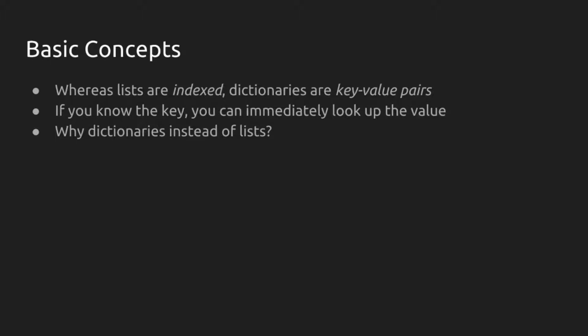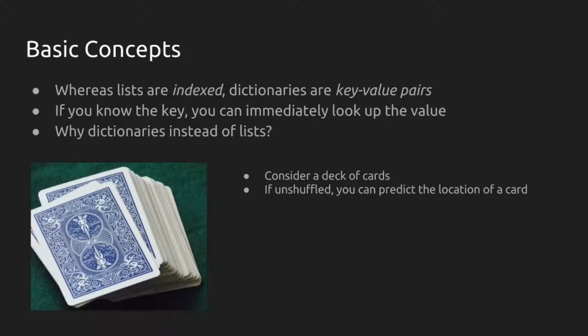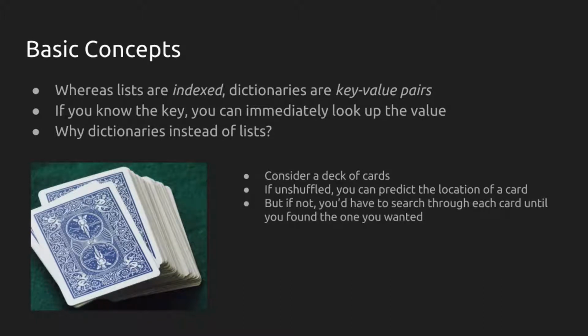Why would you use a dictionary, this key value pair idea, instead of an indexed ordered list? Well, let's think about a deck of cards. If you have an unshuffled deck of cards, you could predict the location of a card. But if it is shuffled, you would have to search through each card until you found the one that you wanted. And that's kind of the situation we have with lists, where if we don't know the exact index of the element that we want, we would have to loop through each one until we found the one that we wanted. Now, that might not seem so bad for 52 cards, but imagine that the deck is millions of cards, which often is the case in complex problems in computer science.